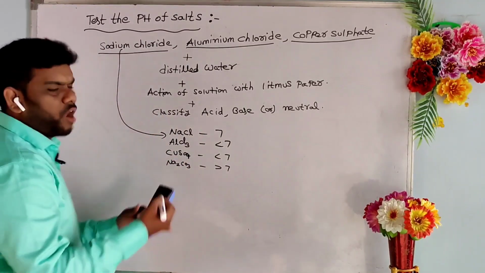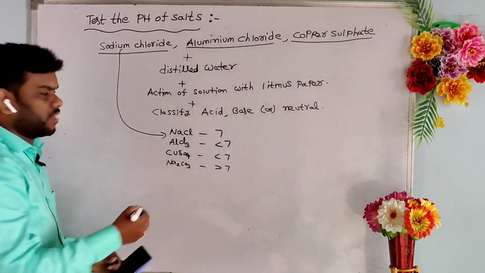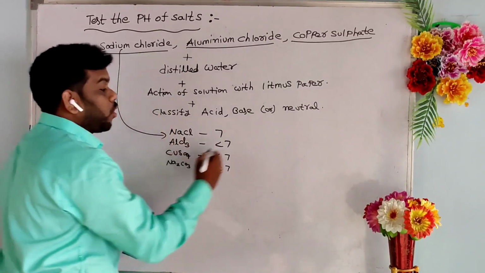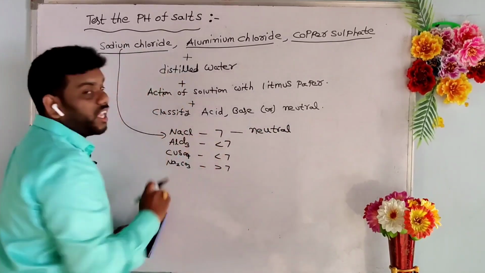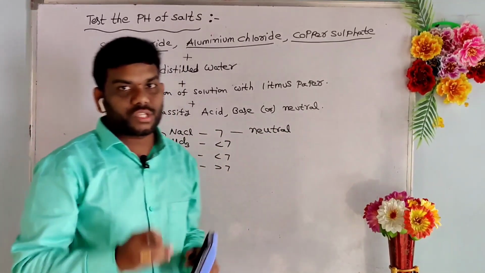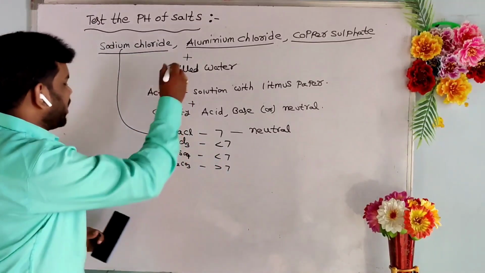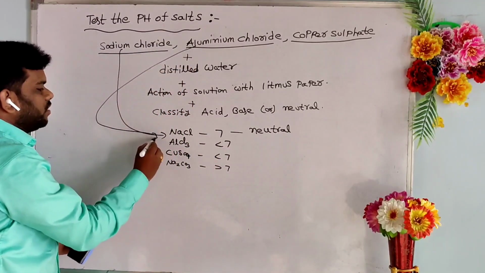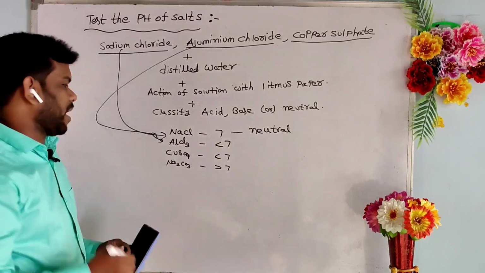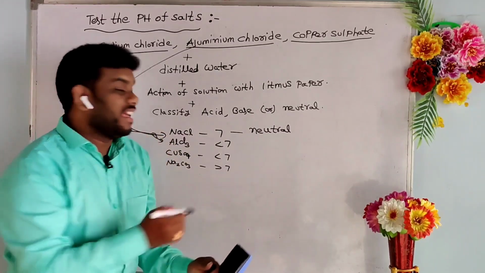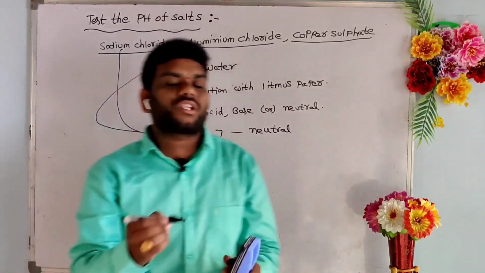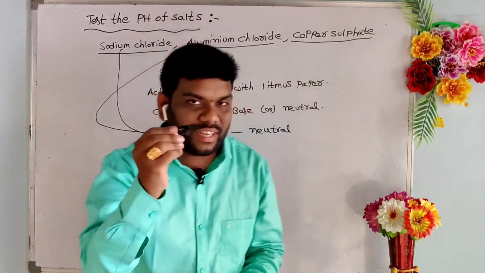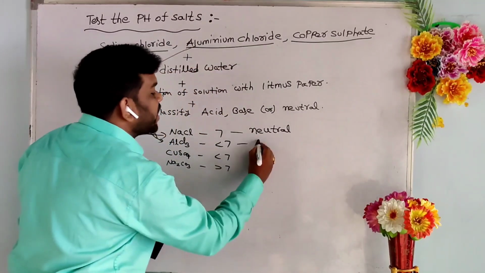I have approximately nearly 7. So that's why sodium chloride salt is definitely neutral. This is the testing of pH of salt. After some time, aluminum chloride also I will absorb in that pH paper. So AlCl3 gives less than 7. A pH value less than 7 indicates acidic nature.